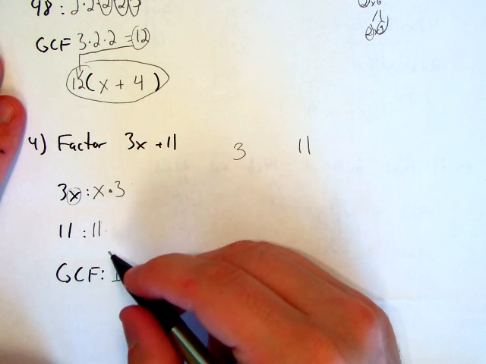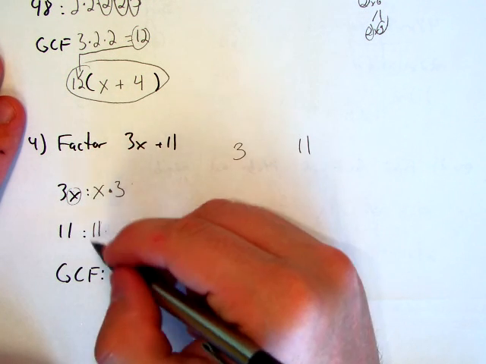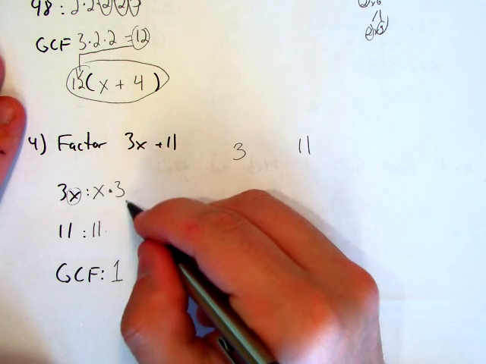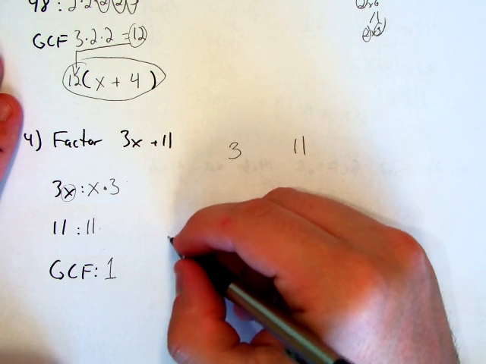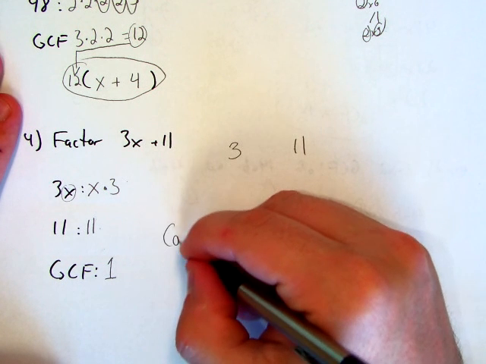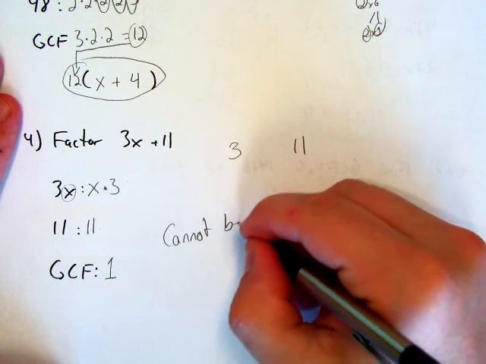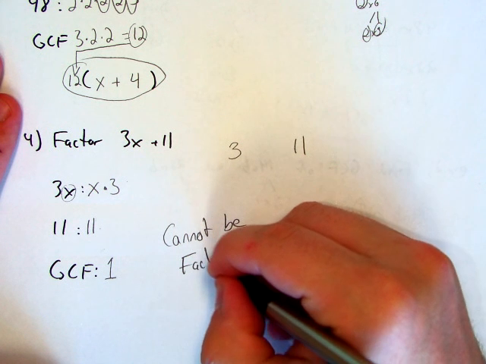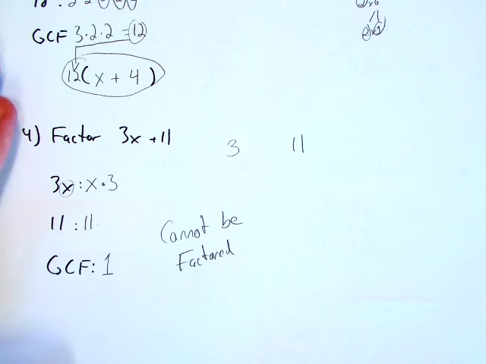And if you get a greatest common factor of 1, or there are no pairs between these two terms, we say that this cannot be factored.